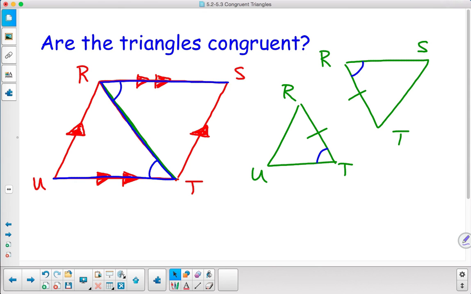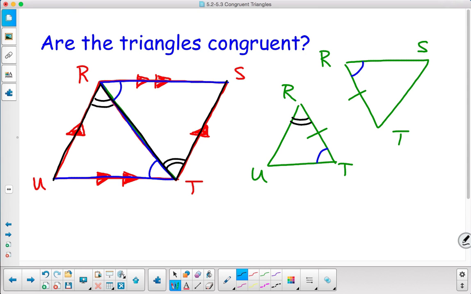I'm going to switch to the only color I have left, which is black. So let's do the left hand parallel, take the transversal, the right hand parallel. In black, can you see these two? Those are alternate interior angles also, because we have parallels both ways. So that would be this angle R and this angle T.